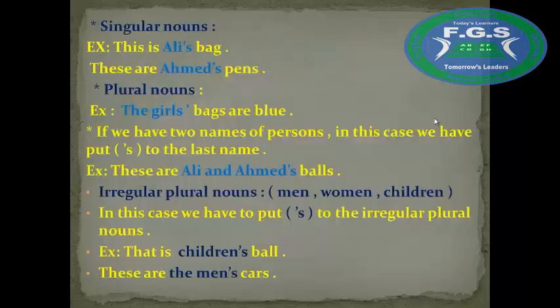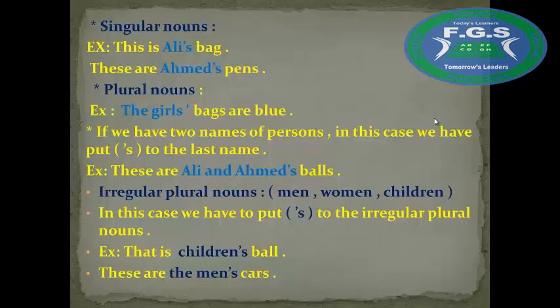Look at this example. Singular nouns like this is Ali's bag. These are Ahmed's pens. So Ali and Ahmed are singular nouns, so we have to put apostrophe s. Plural nouns like the girls' bags are blue. So the girls here is a plural noun. So we have to add apostrophe at the end of the noun girls.